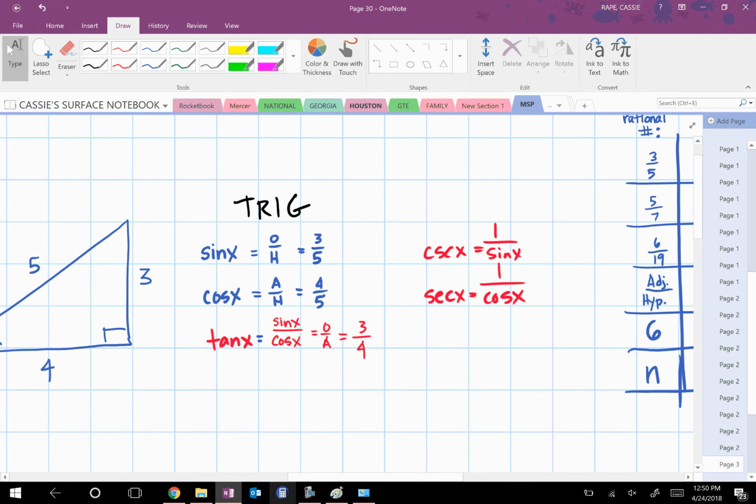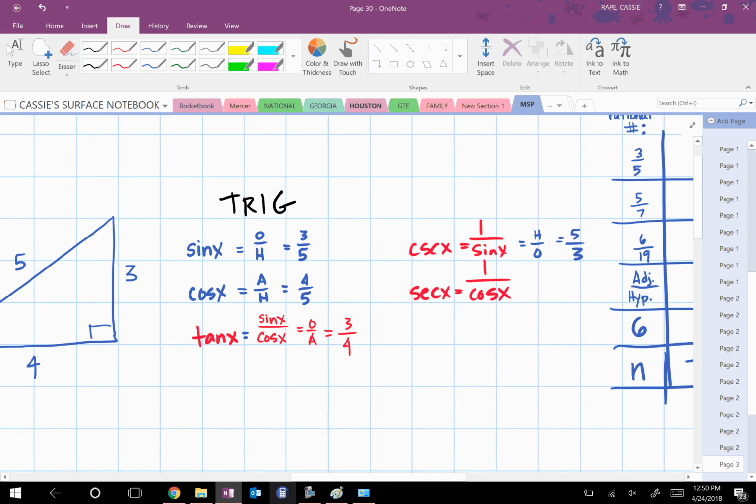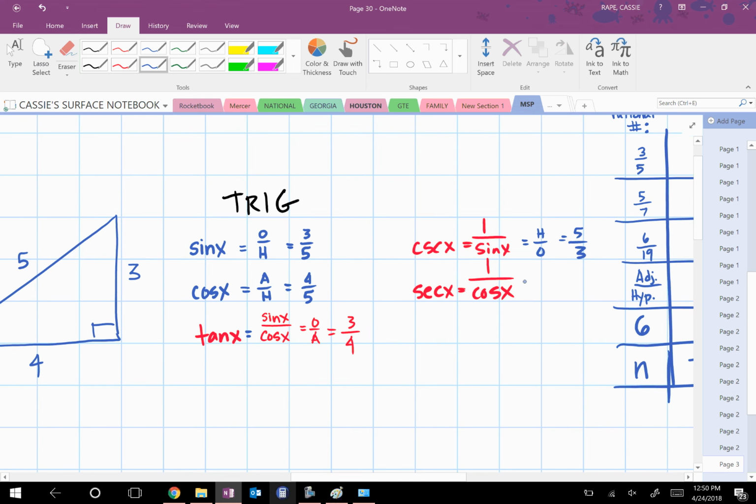which means essentially that would make it hypotenuse over opposite, which would be 5 over 3. The secant is equal to 1 over the cosine, which means it's hypotenuse over adjacent, which in this case would be 5/4. And then the tangent of x.